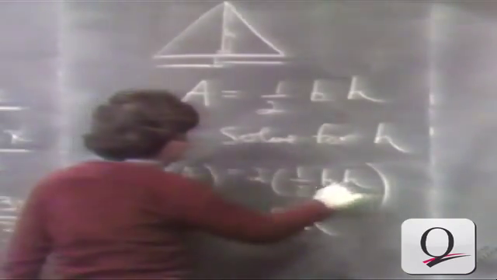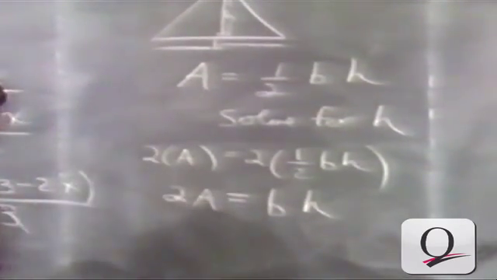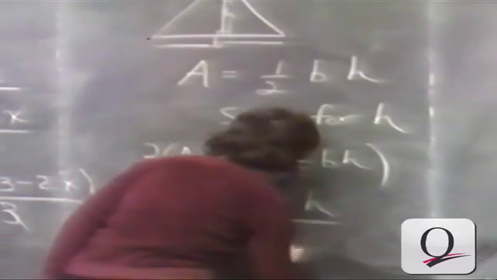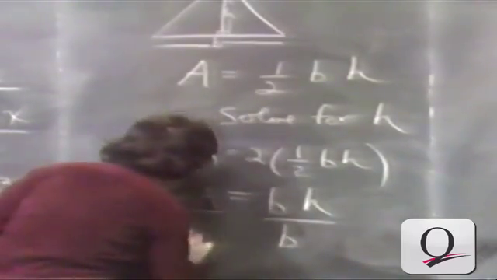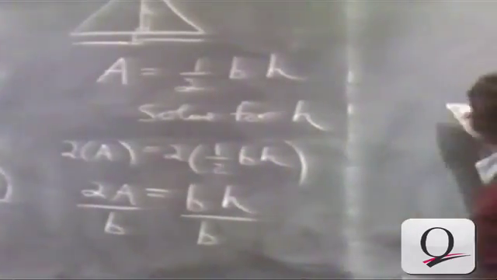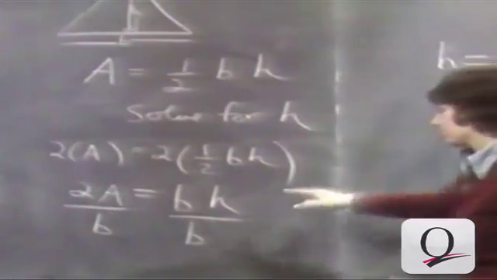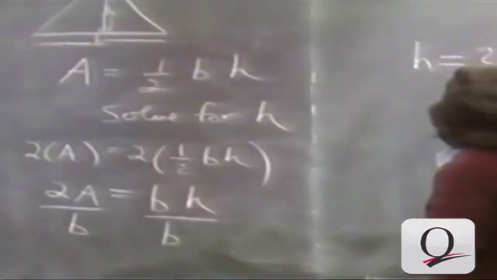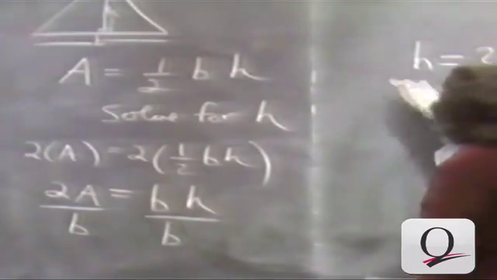2a, the 2's cancel, equals bh, and to solve for h, we divide both sides by b, giving us h equals 2a over b.